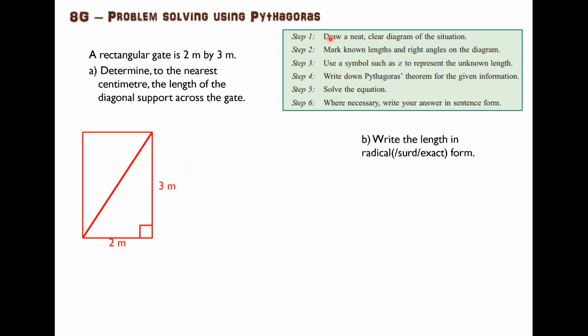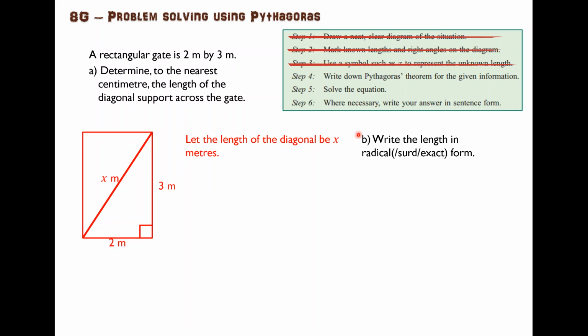So we've drawn a neat, clear diagram of the situation. We need to mark known lengths, which we've got: this known length and this known length. Those are all the lengths we know from the question. We need to mark the right angles, which I sneakily just did then, so we can cross off these 2 things. Now, use a symbol such as x to represent the unknown length. The length I want to find is this one, so we'll mark that x. Boom, done. Cross it off.